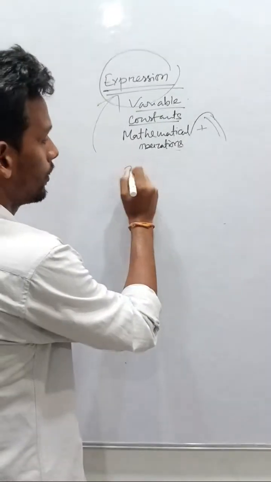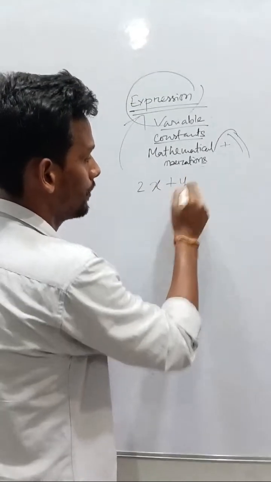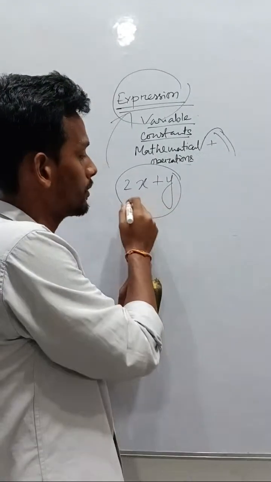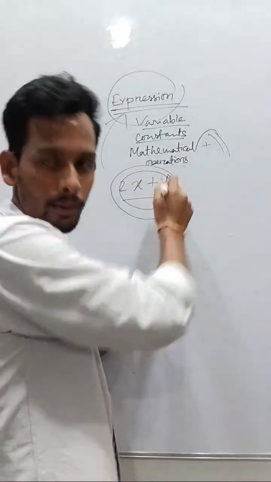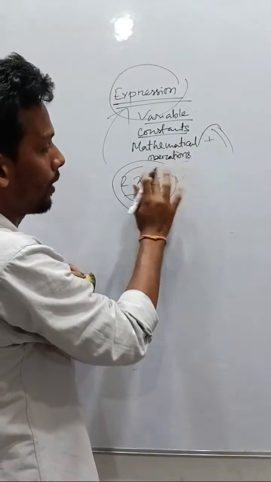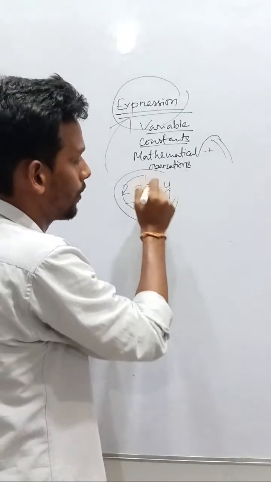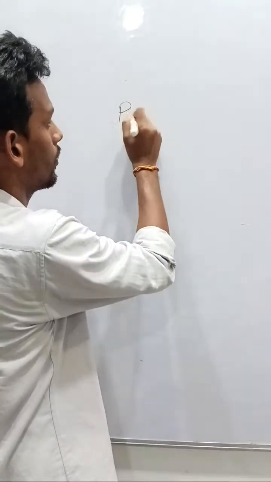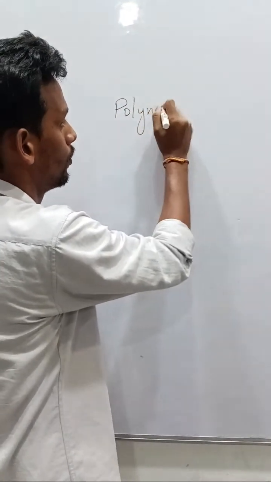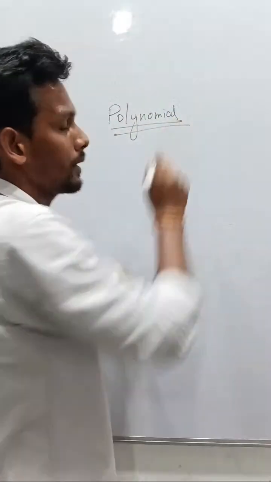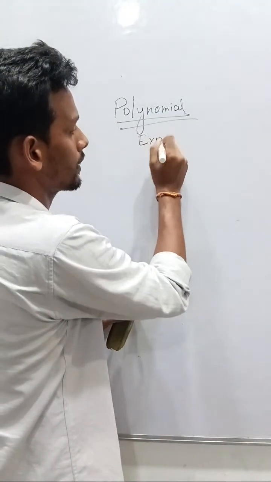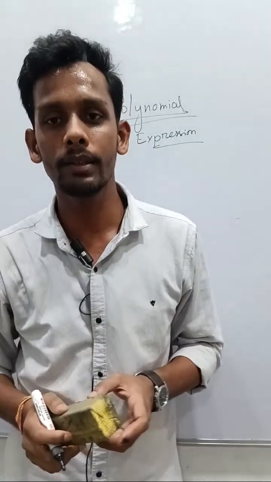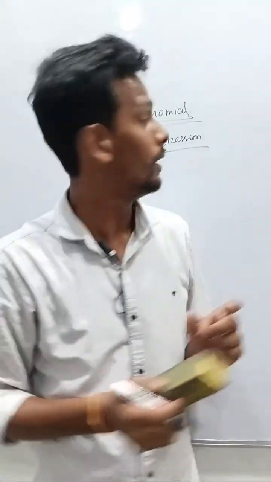Now see, suppose 2x plus y is there, that is an expression. But this expression contains how many variables? Two variables are there, x and y. But what is the power? Power means the power of the variable. Power is 1. First, what is polynomial with expression you have to know. Polynomial is an expression which contains variable, then constants, then mathematical operations, this type of things.